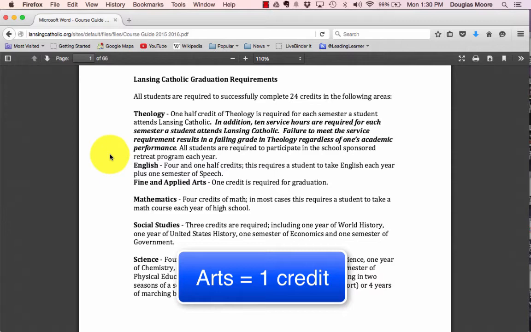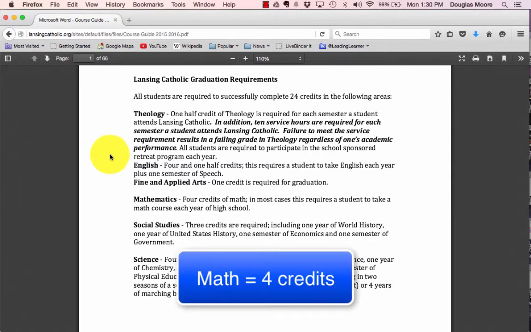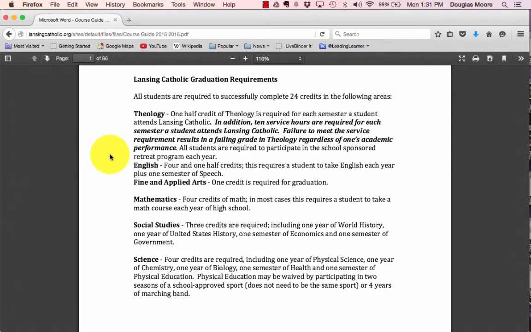1 full credit is required for graduation, and that can be in the performing arts, the fine arts, or the applied arts. Math helps us to develop our reasoning ability, which is important in recognizing the truth. So we require 4 credits of math. Typically that is 1 credit each year, but some students double up on math. We do require all seniors to take math, even if they've doubled up earlier in high school.